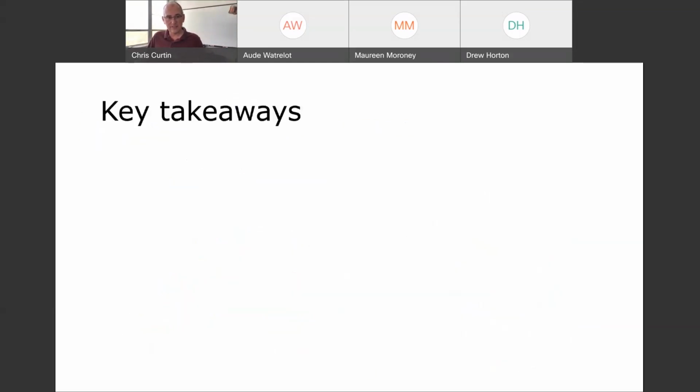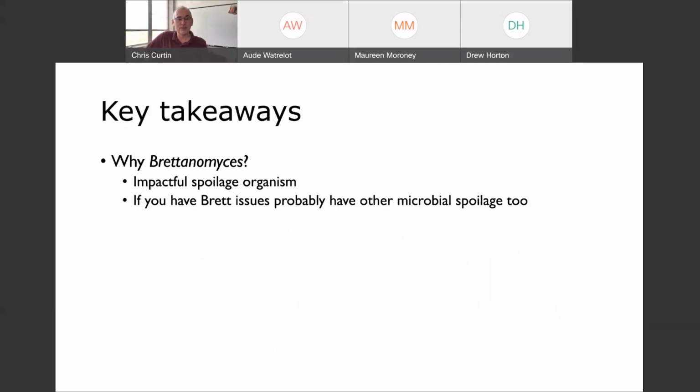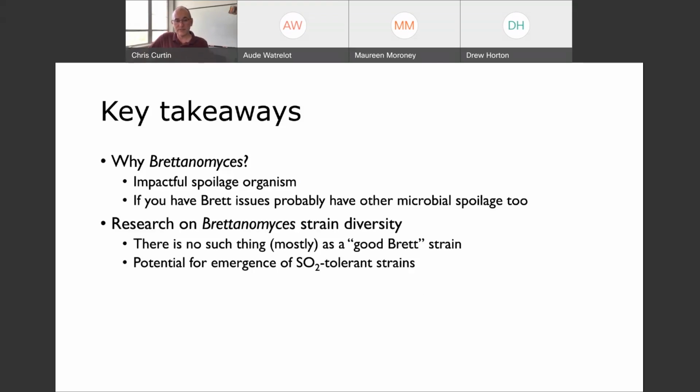So hopefully that's been an interesting story of weaving some research into some of the key things we talk about for Brettanomyces control. But just to circle back, some of the key things to take away: Brettanomyces is not the only spoilage issue, but it's impactful. And if you have Brett issues, you probably have lactic acid bacteria spoilage going on as well. So they kind of all go together. Focusing on Brett is not a bad way to start dealing with microbial spoilage.